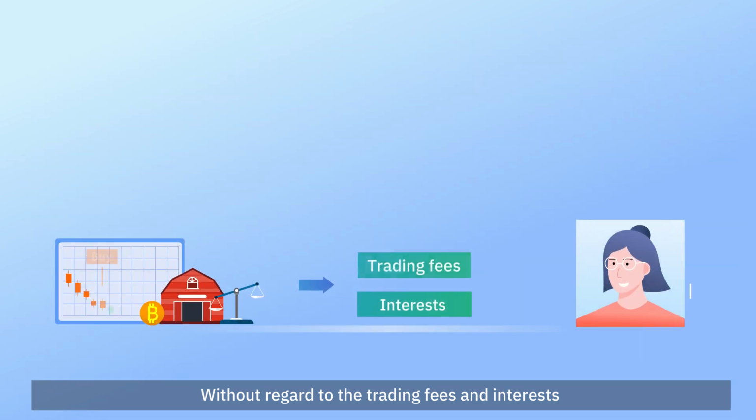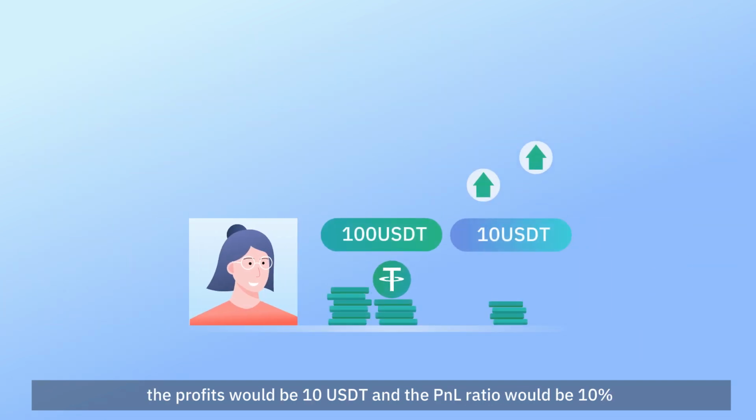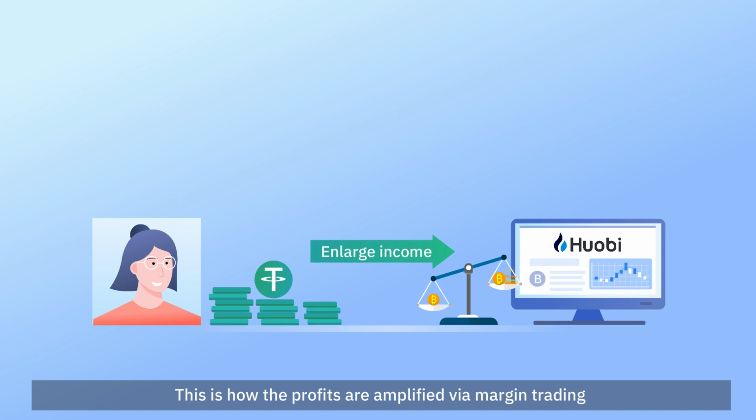Without regard to the trading fees and interest, the profit would be 10 USDT and the P&L ratio would be 10%. This is how the profits are amplified via margin trading.